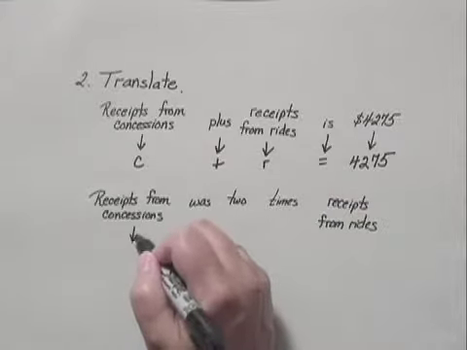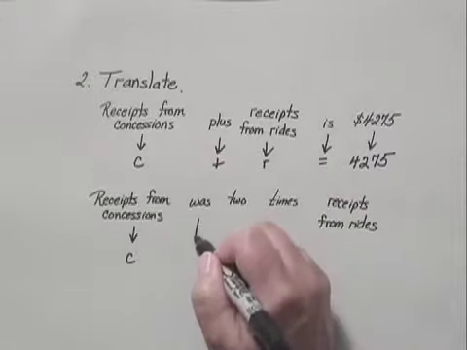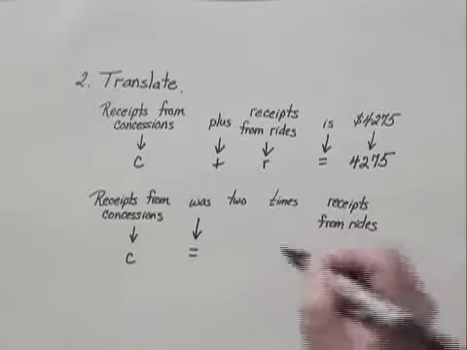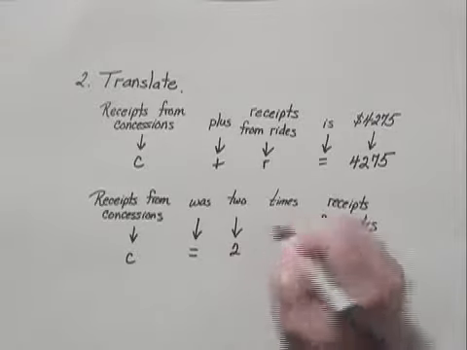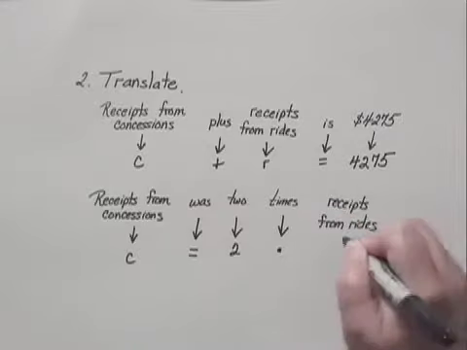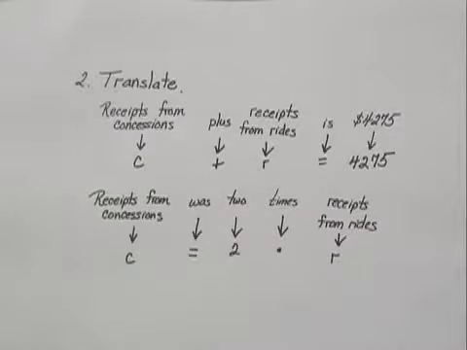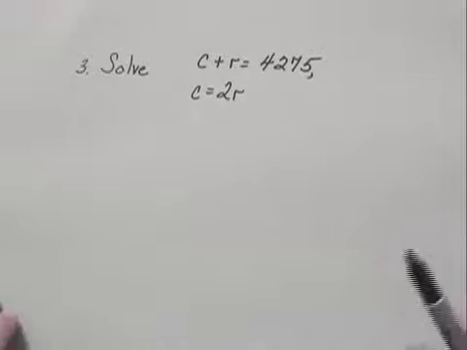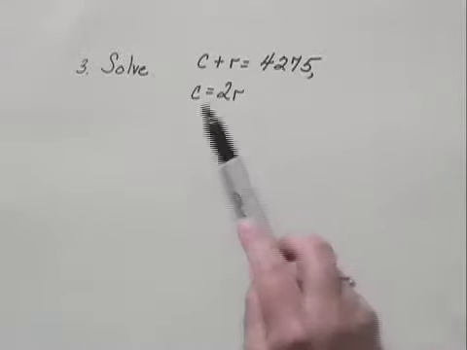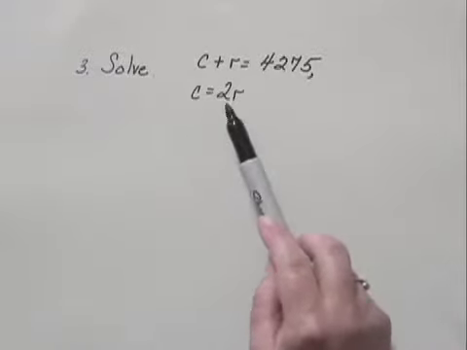Again, translating, we have C equals 2 times the receipts from the rides, which is R. So we have a system of two equations and we can solve that system. We have C plus R equals 4,275 and C equals 2R.